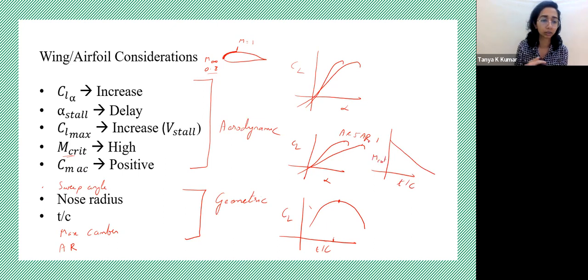So M critical, he's right. It varies with respect to sweep angle for a wing. And if it's an airfoil, like he said, it's thickness to chord ratio. Then you have CMAC. CMAC for a symmetric airfoil is 0. What about for a cambered airfoil?